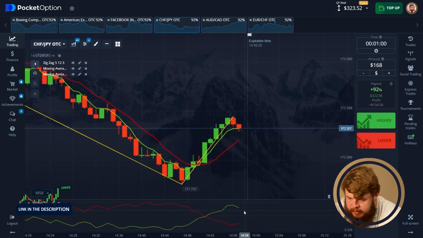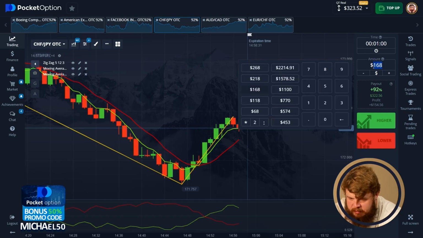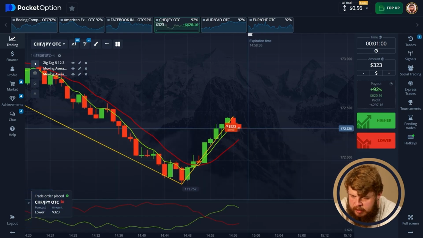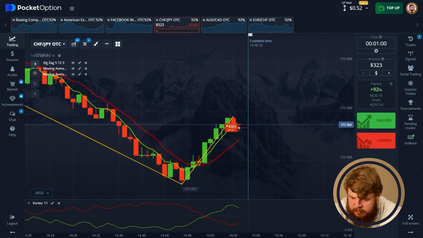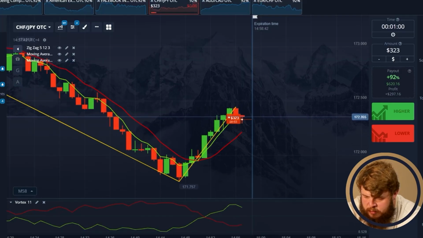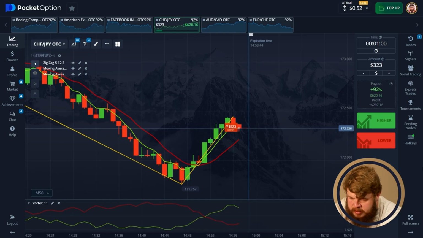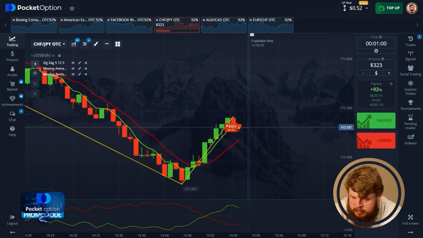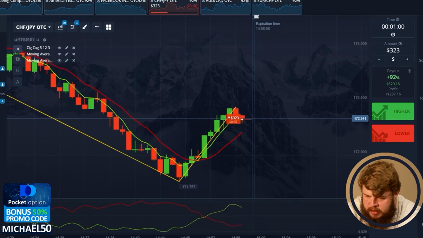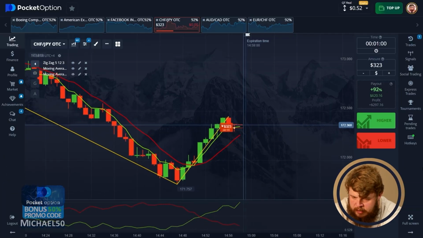Now we are ready to move forward. So that's why I switched to the CHF JPY currency pair, and here we have something interesting. Let's change our investment to $323 and open a sell position. We have already done this. Why did we do this? Because according to the vortex, the price is slightly overbought, and we need to have a cool down, which will be followed by a short-term downward correction. So that's why we have opened a sell position here, investing $323.